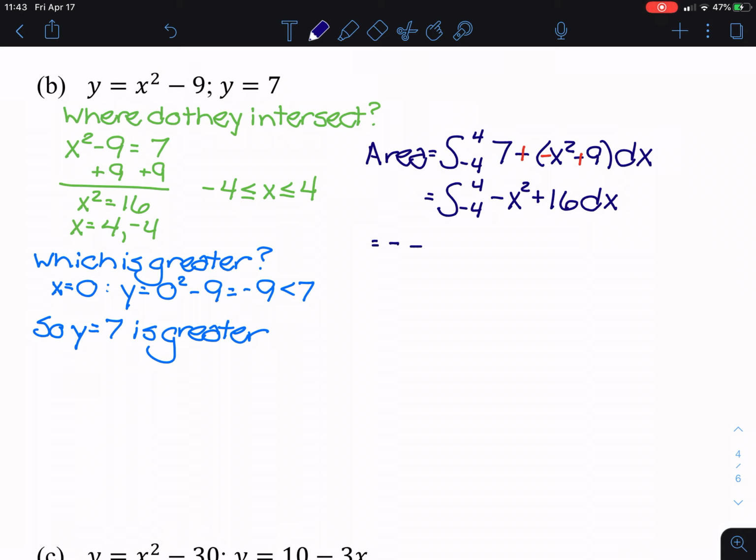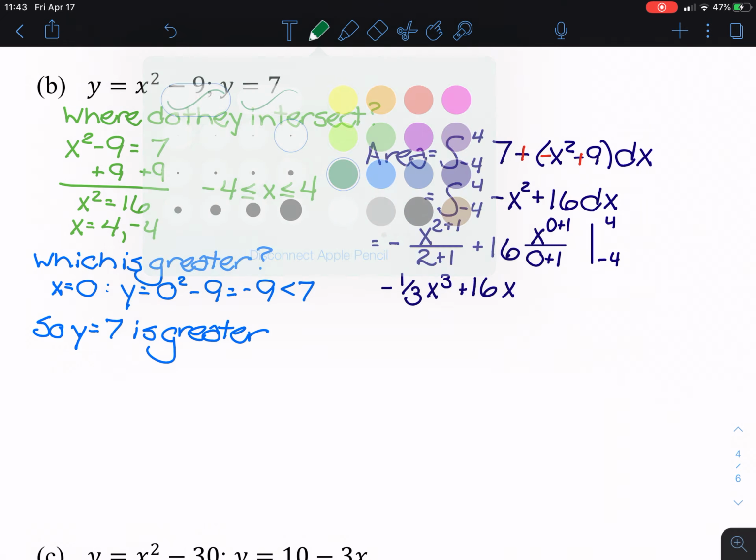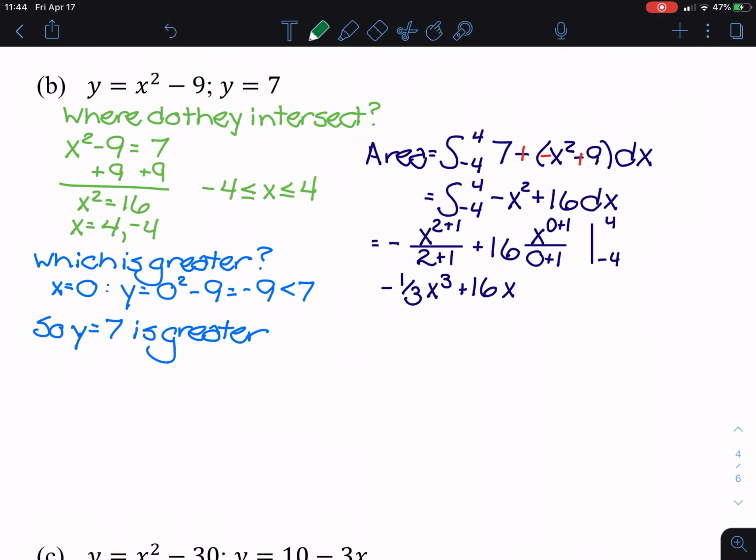So I'm going to go ahead and take the antiderivative. I've got negative x to the 2 plus 1 over 2 plus 1, plus 16 times x to the 0 plus 1 over 0 plus 1, and that's going to be evaluated from negative 4 to 4. So what that means is I've got negative 1/3 x cubed plus 16x. And I'm going to evaluate that expression at my limits of integration.